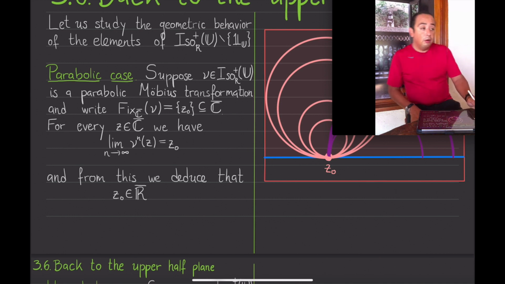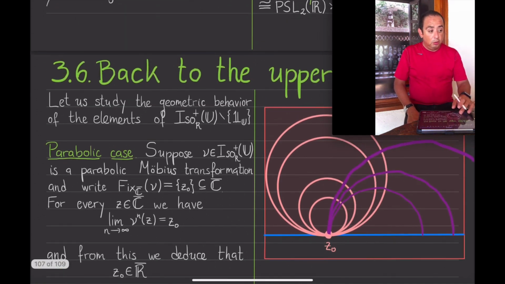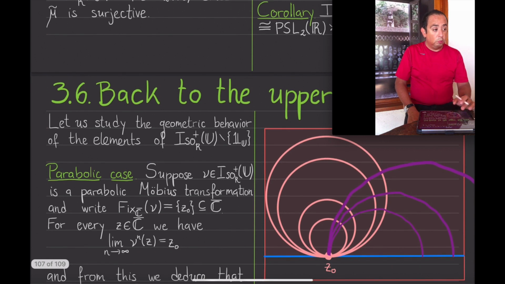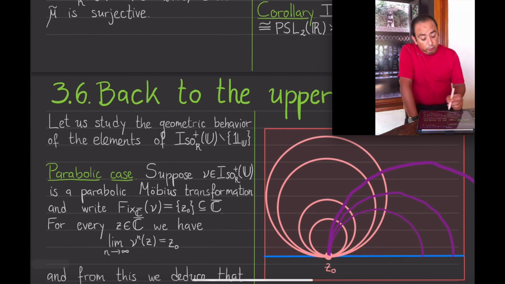Now once we know that, we go on. Let's try to draw a picture. Here is R bar, and here I'm drawing the fixed point z0 of my parabolic Mobius transformation. Since our transformation is in PSL2R, we know that R bar is stable under all iterations of nu.